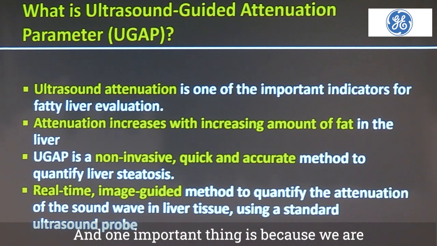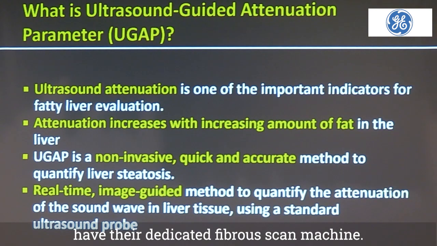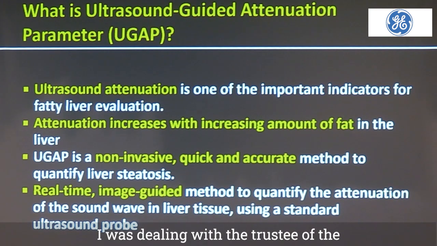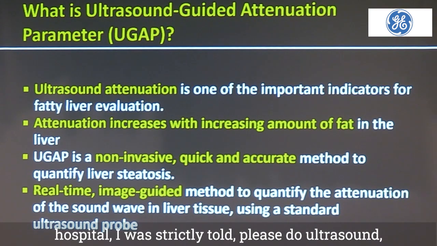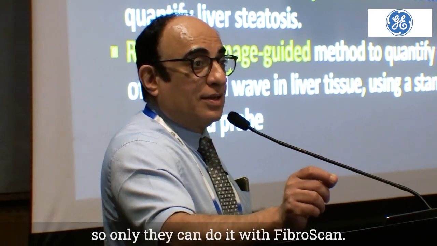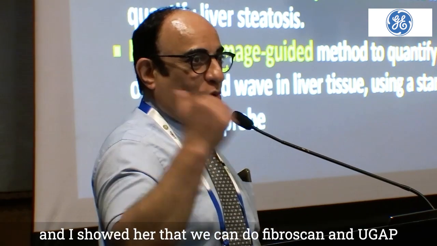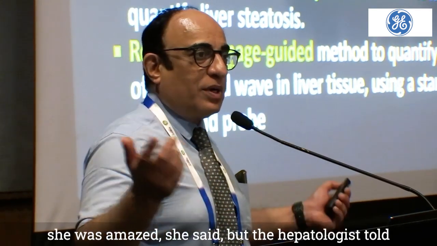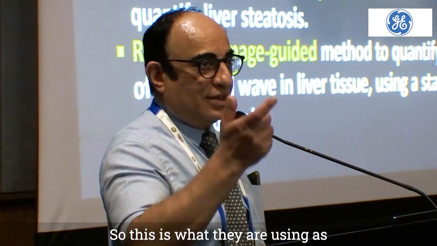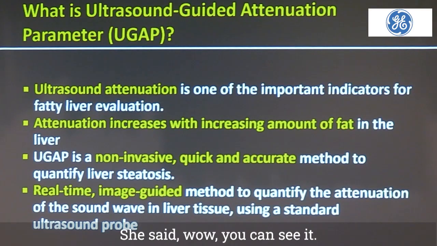One important thing is that we are facing a lot of resistance from hepatologists who have their dedicated fibroscan machine. Only last week, in a hospital where I was dealing with the trustee, I was strictly told, please do ultrasound, don't do the fibroscan, because the hepatologists have said that ultrasound cannot penetrate thick skin. So only they can do it with fibroscan. When the physician came with the patient and I showed her that we can do fibroscan and UGAP, she was amazed. She said, but the hepatologist told me that the ultrasound beam cannot penetrate thick skin. So this is what they are using as a medium to distract the attention of people.